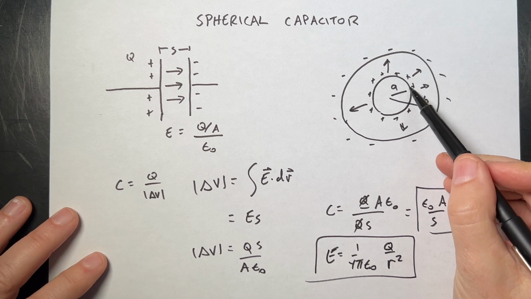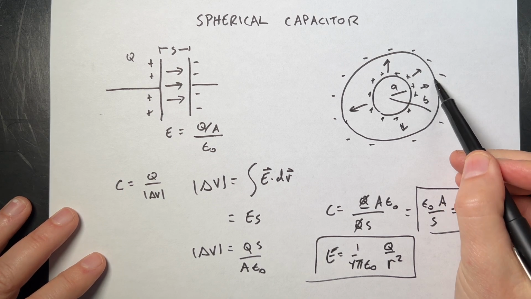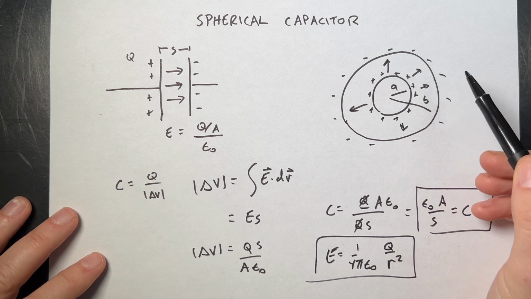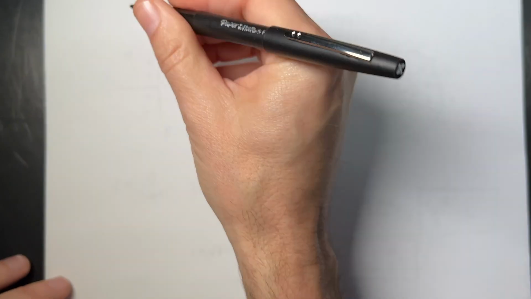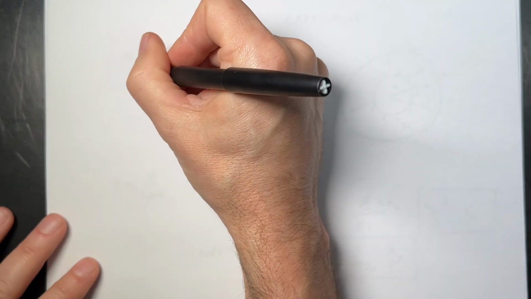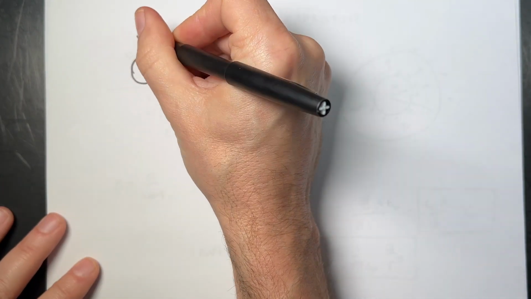Now I'm going to integrate going from here to there to find the change of potential, and then I can use that to find the capacitance. Okay, so let's do that. Let me just redraw my two spheres because I ran out of room.